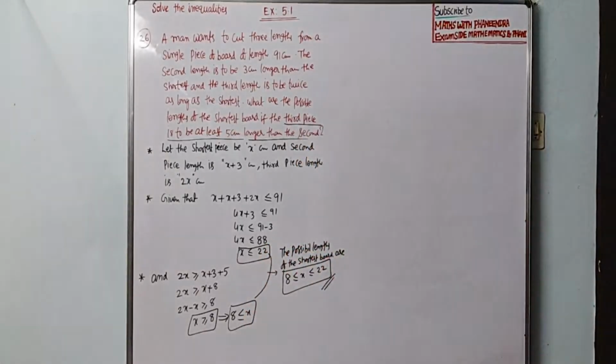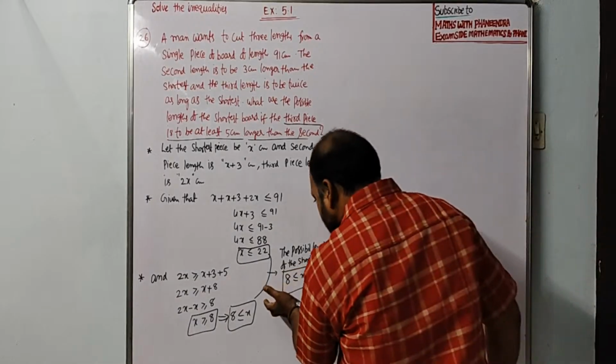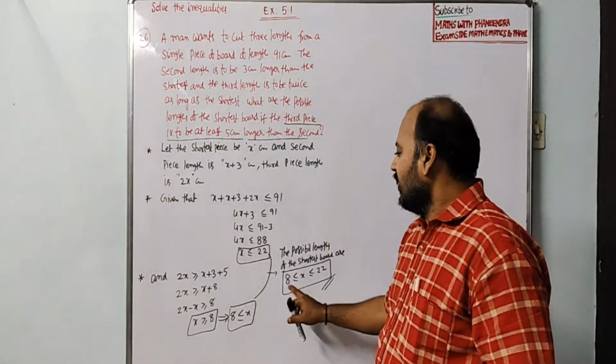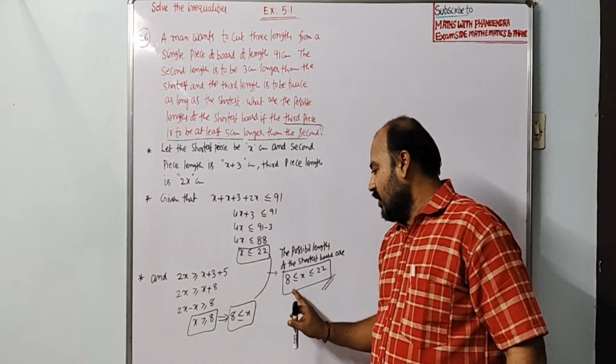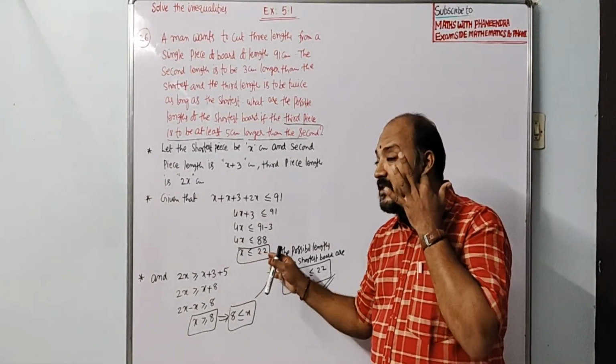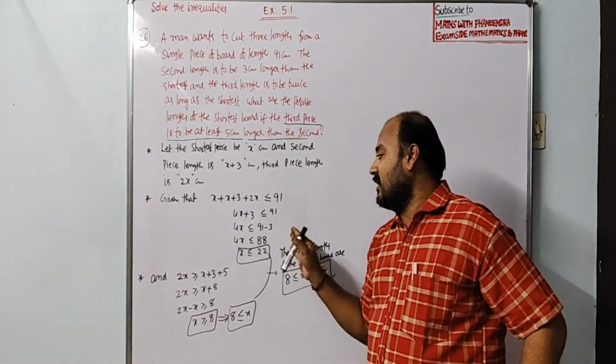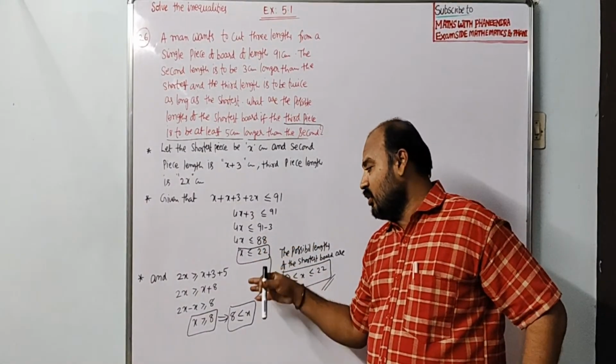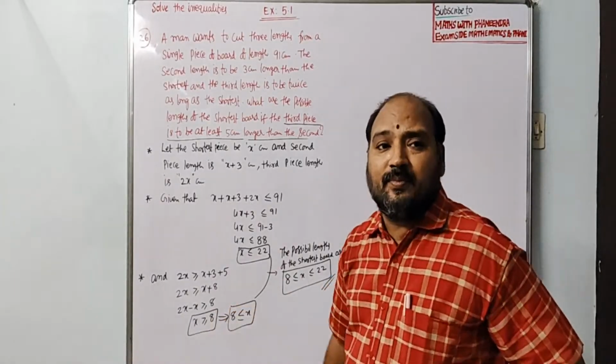Once again, I will revise in the next workbook. We can write in terms of math also, dear students. 8 is less than or equal to x is less than or equal to 22. The value of x, the shortest length of the side, is less than or equal to 22 and greater than or equal to 8 also.